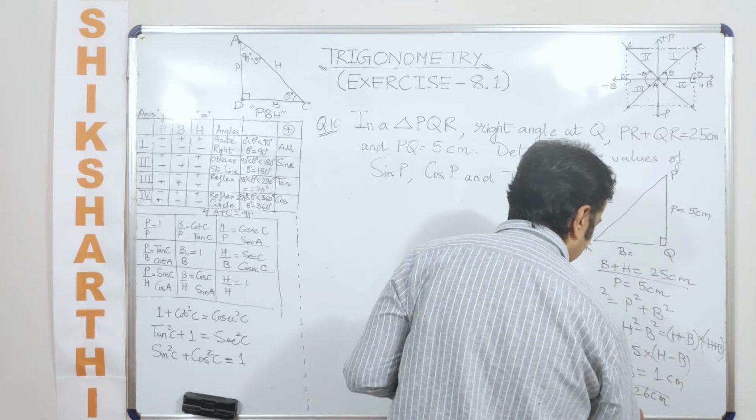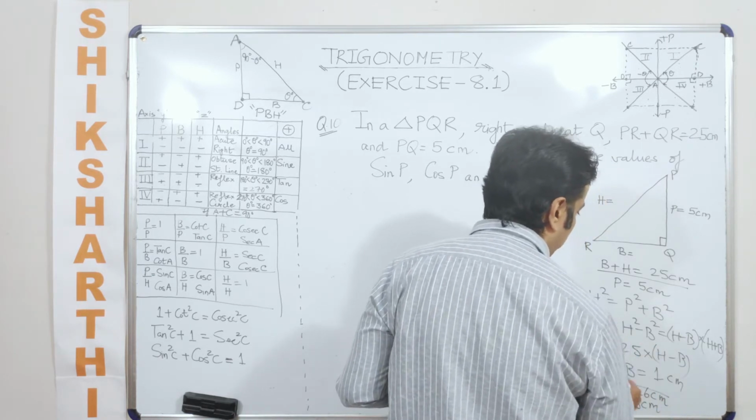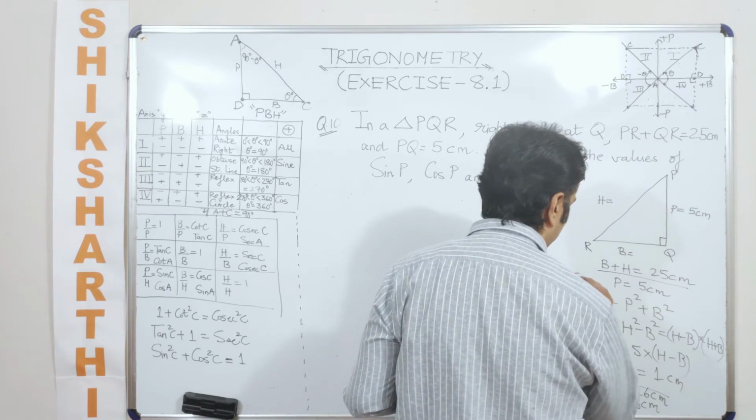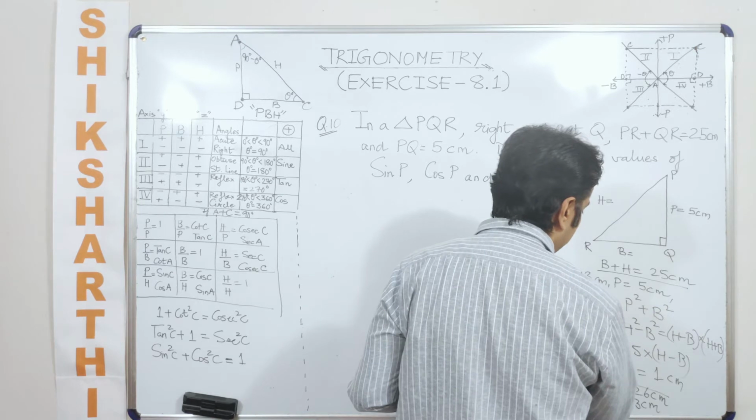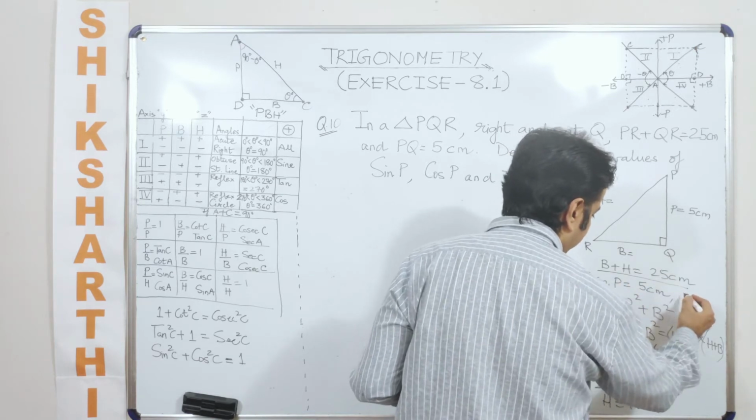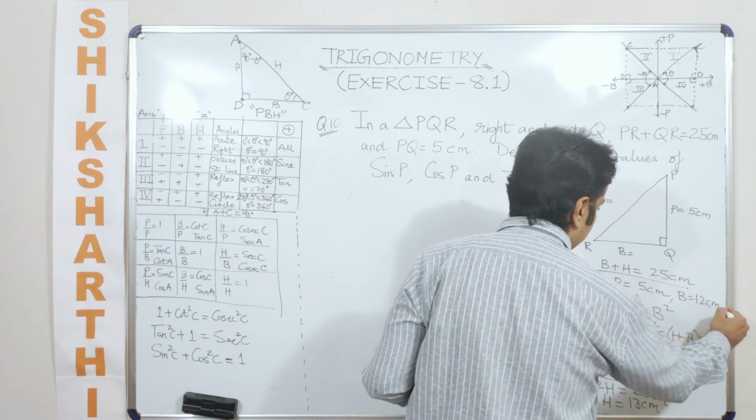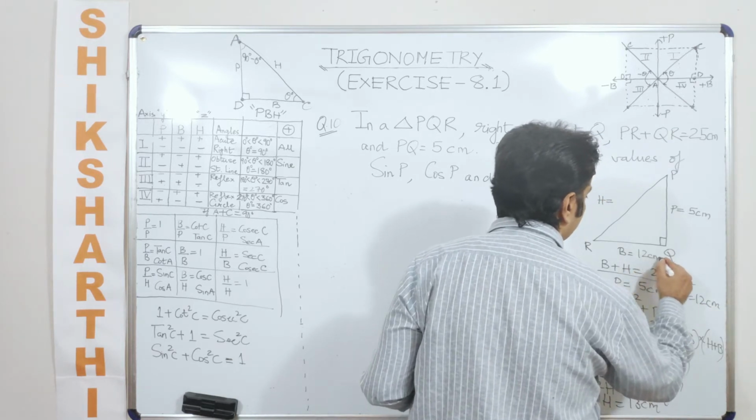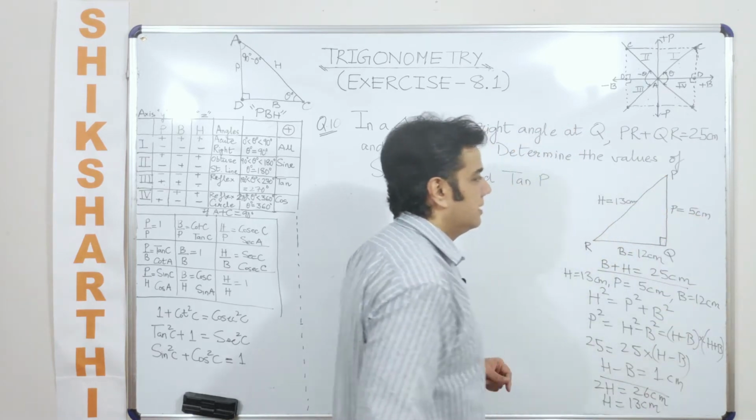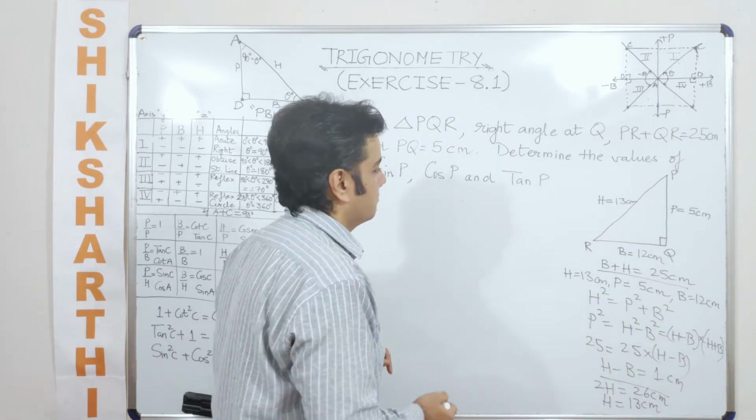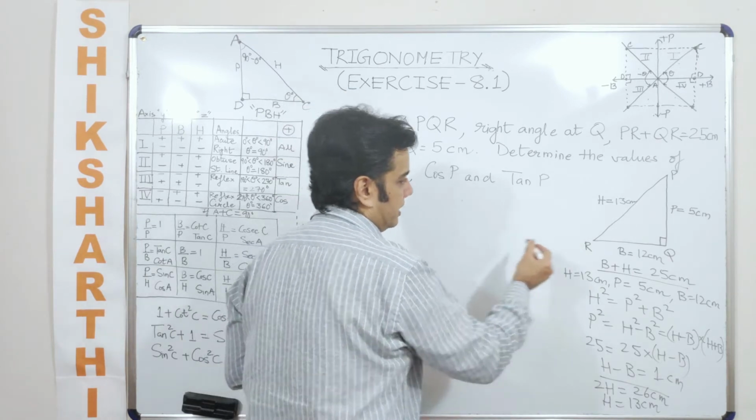Thereafter I can say the value of the hypotenuse here is 13 centimeters, perpendicular is 5 centimeters, and I know that 13 plus 12 gives me 25. So I can say that the value of the base here is 12 centimeters. And we know in any case the length of the hypotenuse in a right angle triangle is the greatest among the three.